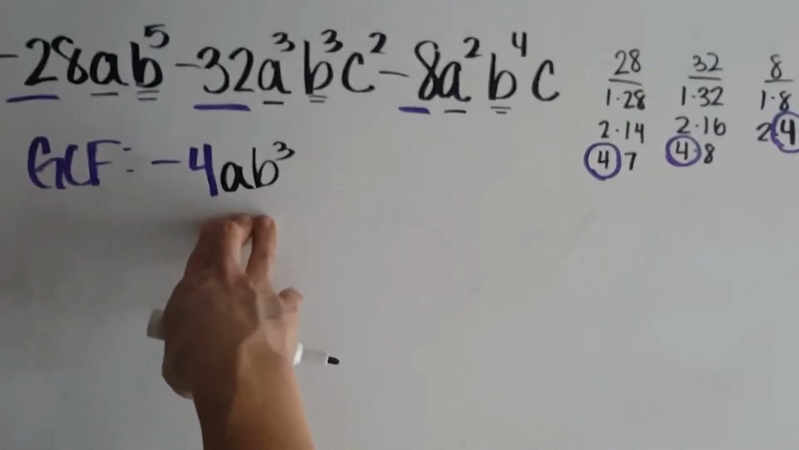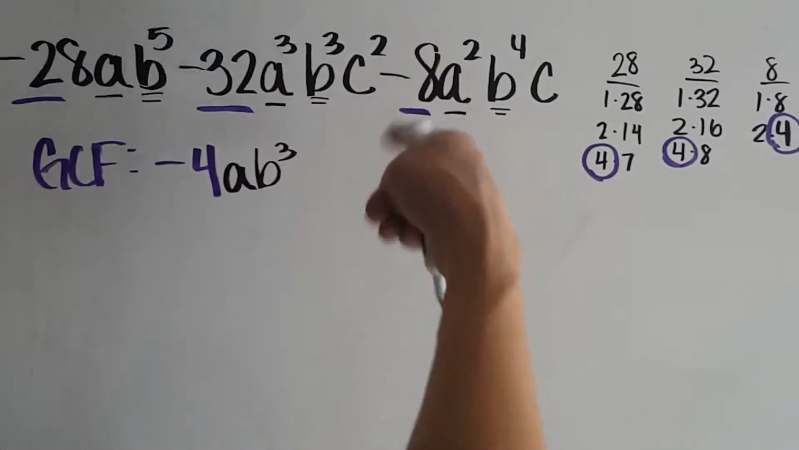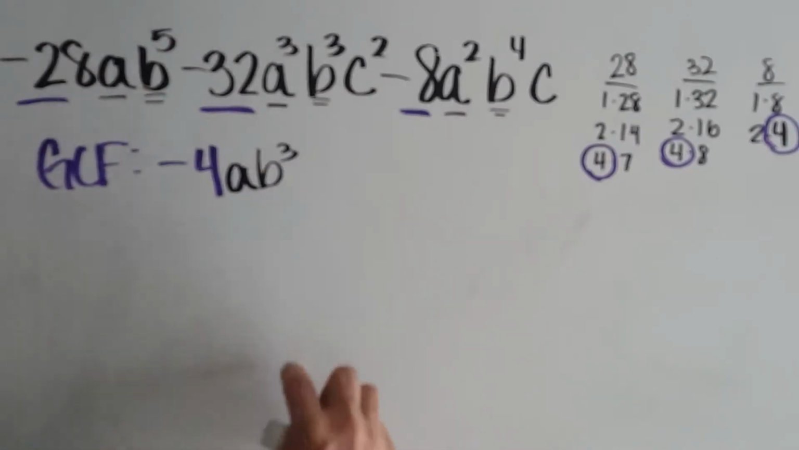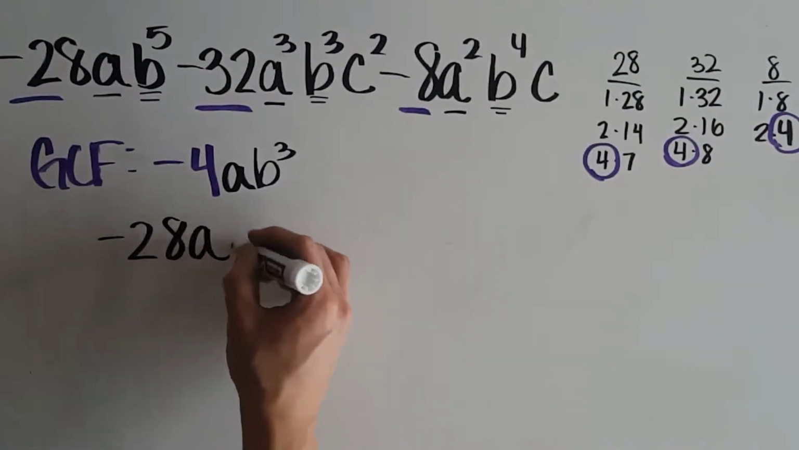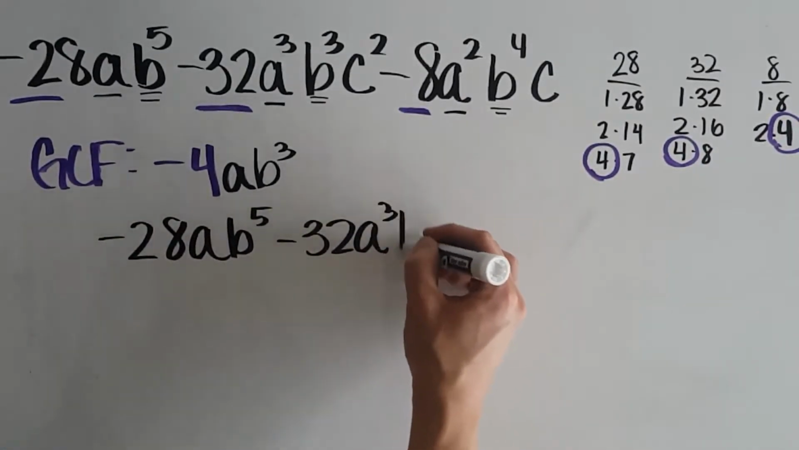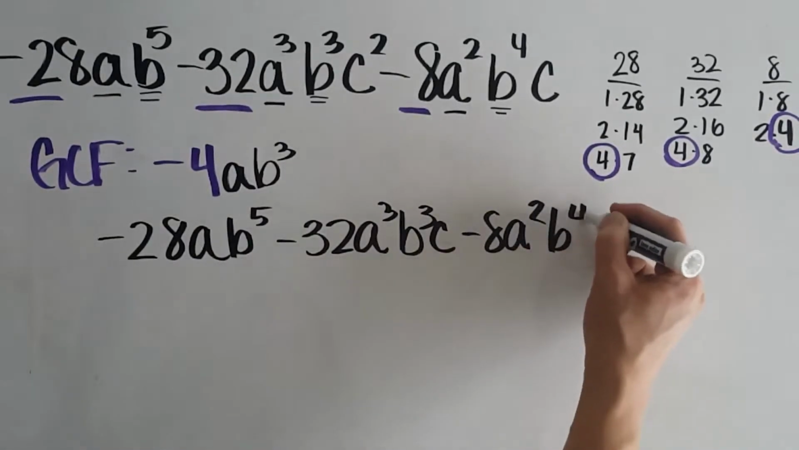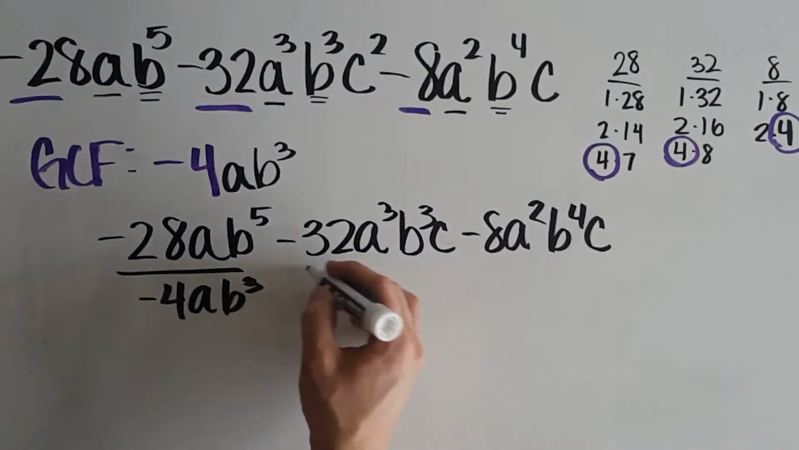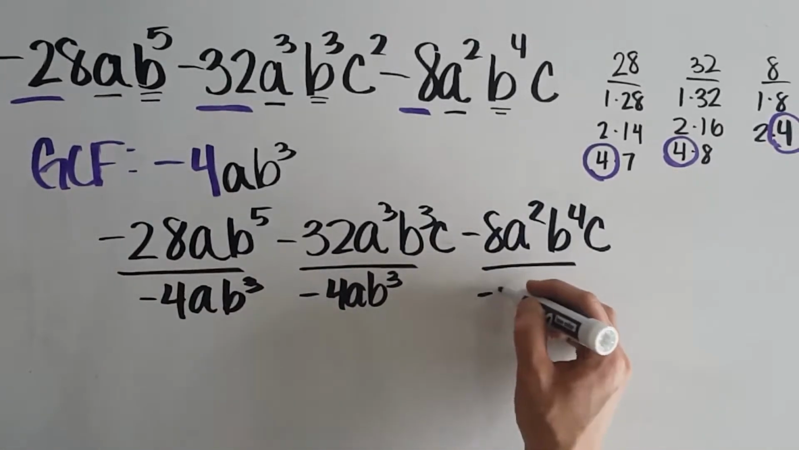So once we identify our GCF, we use one of the methods that I talked about before. We can either divide, or think about what I would have to multiply my GCF by to get back to my polynomial. Typically, I do division because I think it's easier to see, but it truly does not matter. They're going to give you the same thing if you do them correctly. So I'm going to take my polynomial and divide out my GCF. Every single term gets divided by negative 4ab to the third.